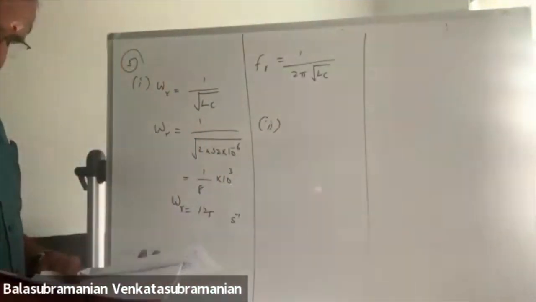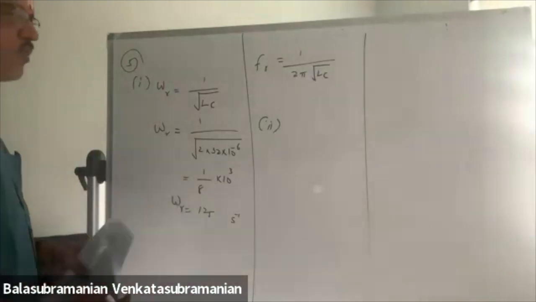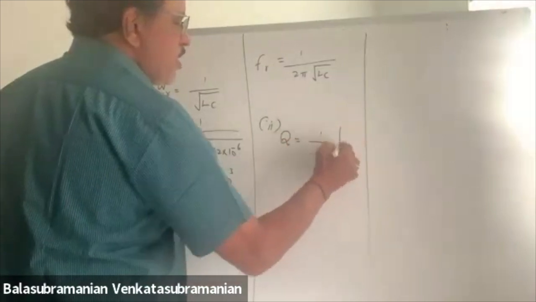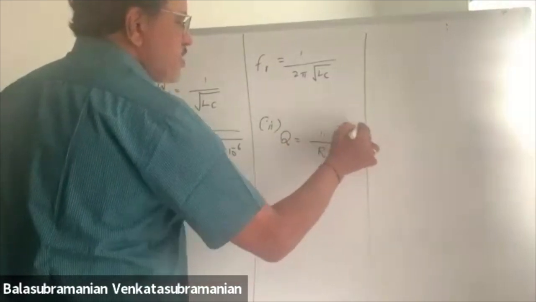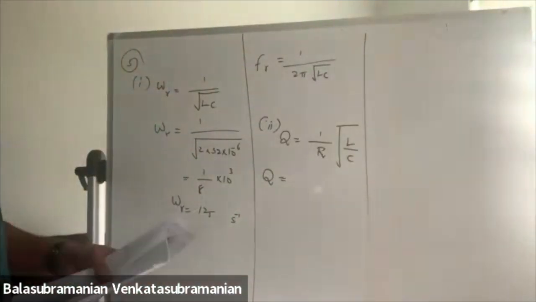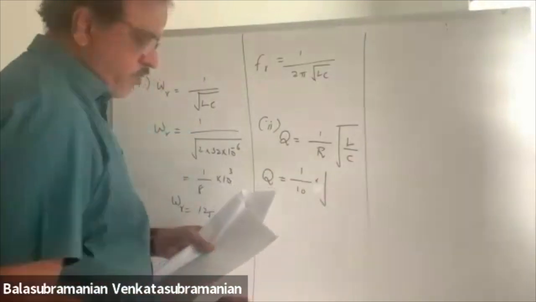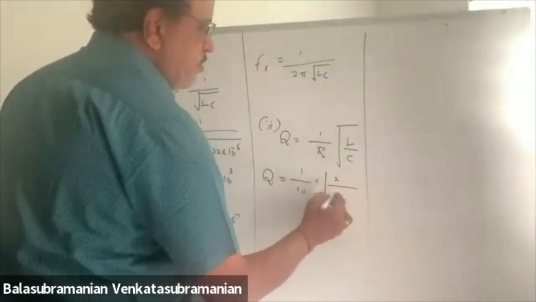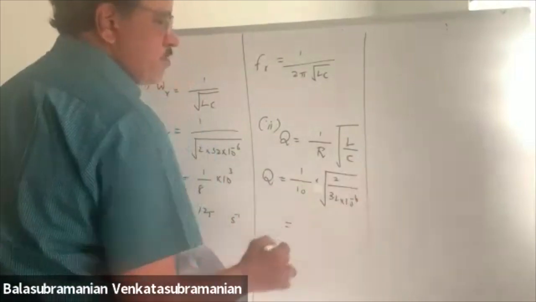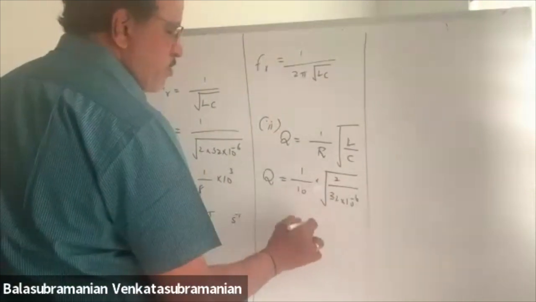Second part, you have to calculate Q factor. Q factor or quality factor formula, Q is equal to 1 by R into root of L by C. What is R value here? 10 ohms, 1 by 10, root of 2 Henry by 32 microfarad. 2 and 32, if you cancel, it will become 16. Outside, it will become 4.